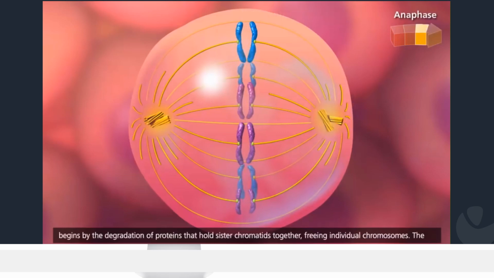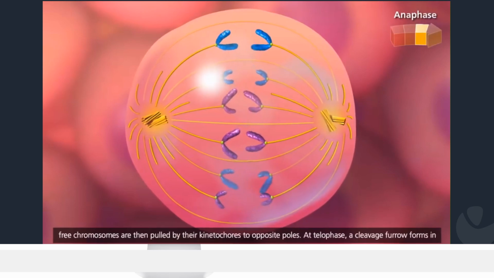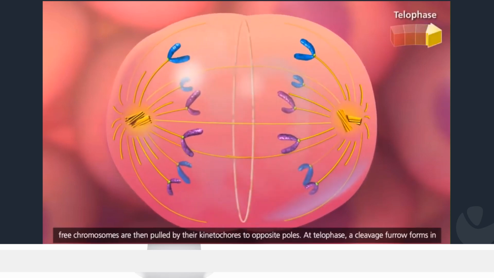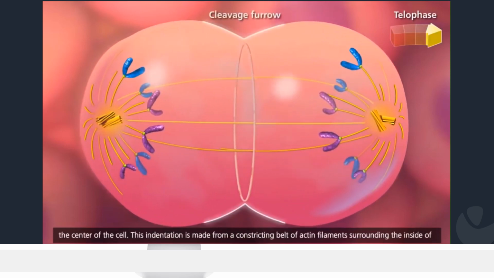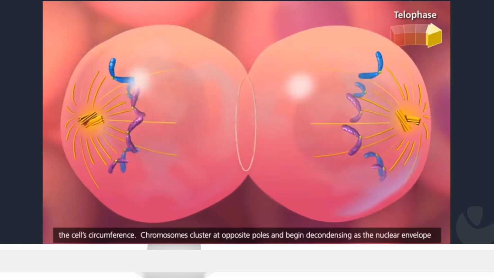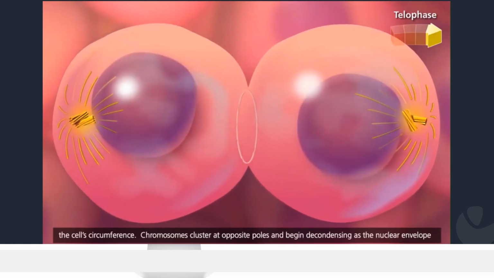Anaphase begins with the degradation of proteins that hold sister chromatids together, freeing individual chromosomes. The free chromosomes are then pulled by their kinetochores to opposite poles. At telophase, a cleavage furrow forms in the center of the cell. This indentation is made from a constricting belt of actin filaments surrounding the inside of the cell's circumference. Chromosomes cluster at opposite poles and begin decondensing as the nuclear envelope reforms around them.